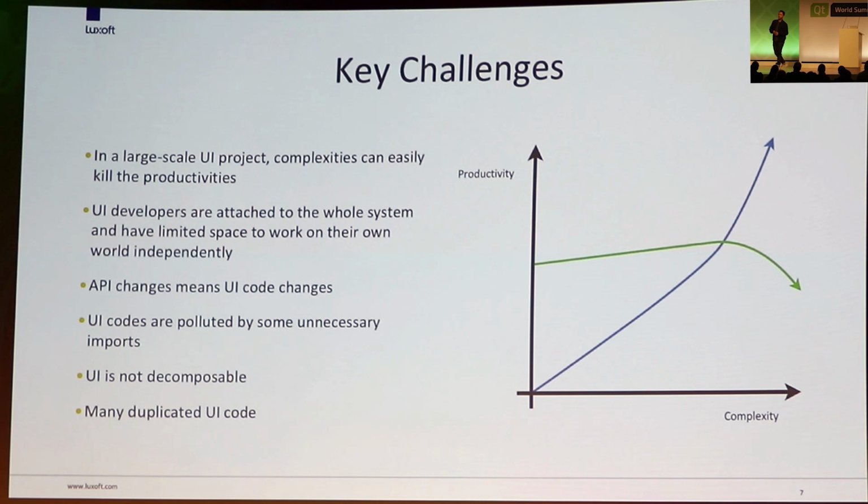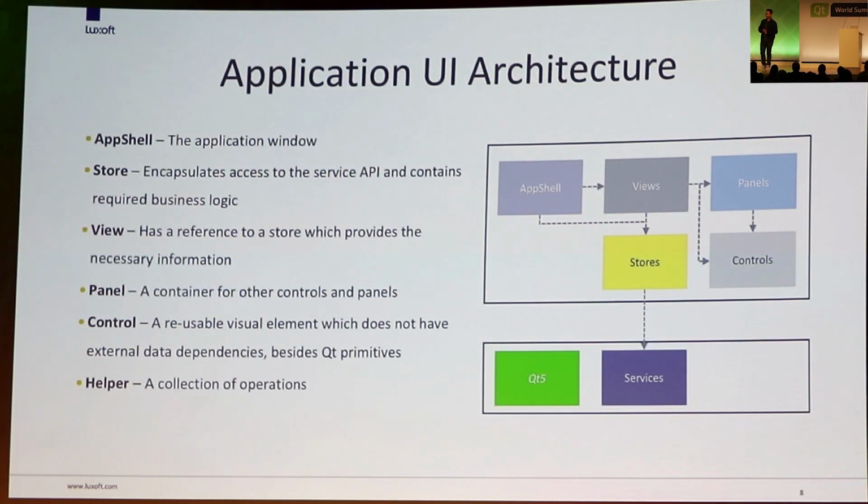For example, if you work with the climate, and some people who are working on the climate do some API changes, then the UI should also be changed to follow the API that is being changed on the backend side. When the UI is not decomposable and is tied like this, then you start feeling frustrated. This is really frustrating. You have to wait for some people to finish their work, and you start feeling not productive at all.